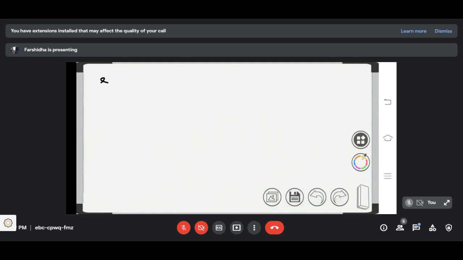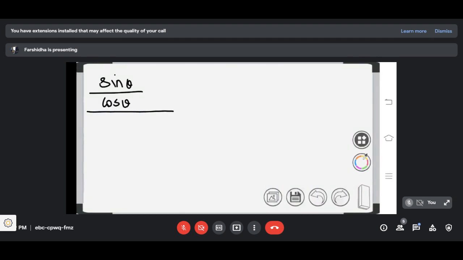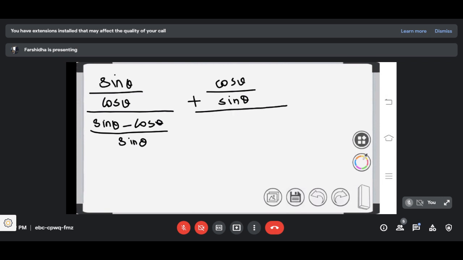Okay, so in the next step, write sin theta by cos theta divided by 1 into sin theta minus cos theta, you can write whole divided by 1 sin theta, plus this side you have cos theta by sin theta divided by 1 into cos theta minus sin theta, whole divided by put 1 cos theta.